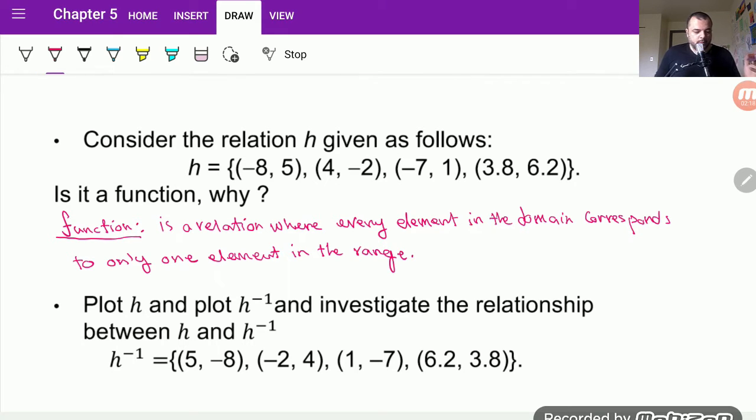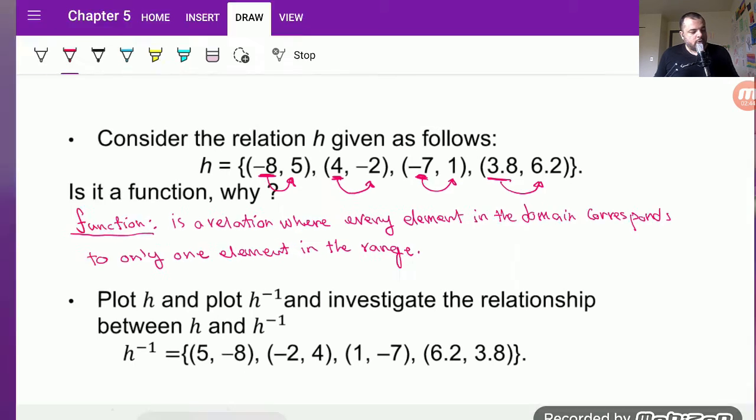So we look at the domain elements. For example, -8 only corresponds to 5. There is no other element in this set that -8 corresponds to. Also, 4 just corresponds to -2. -7 only corresponds to 1. 3.8 just corresponds to 6.2. So it is a function. And how can we see this?